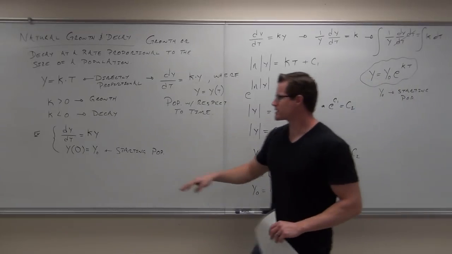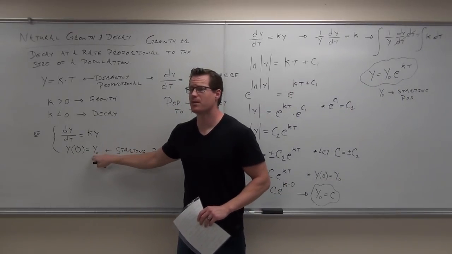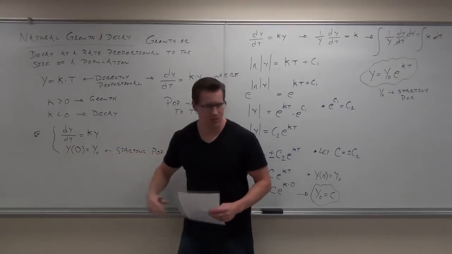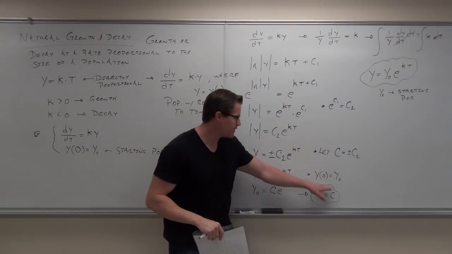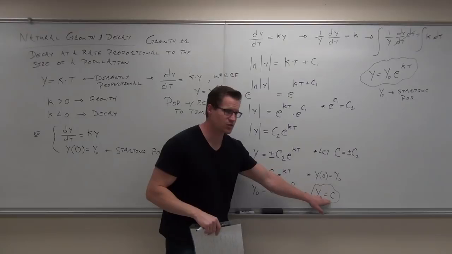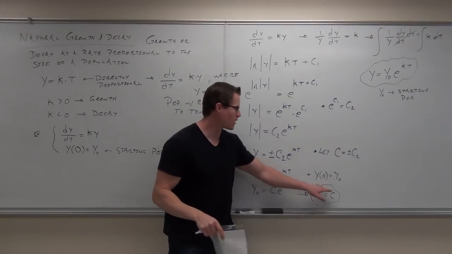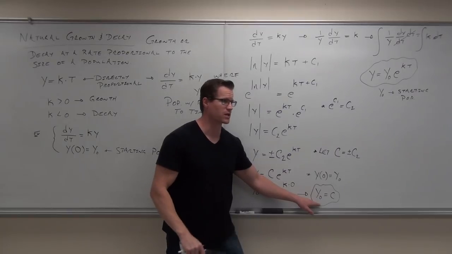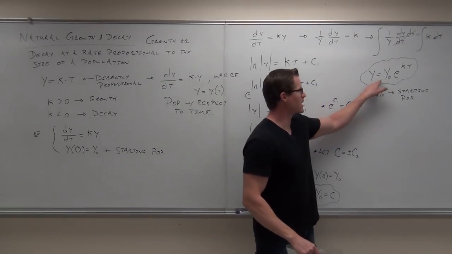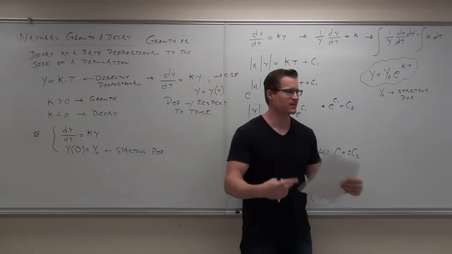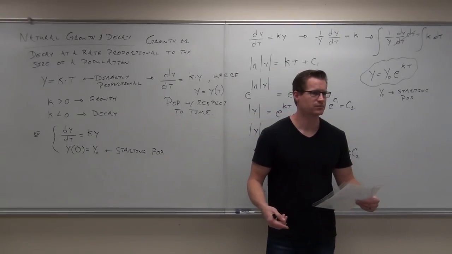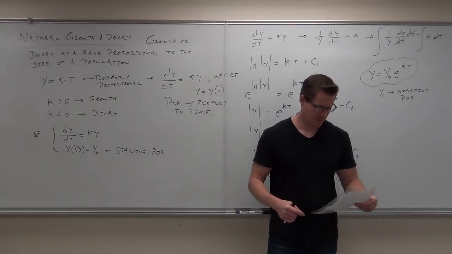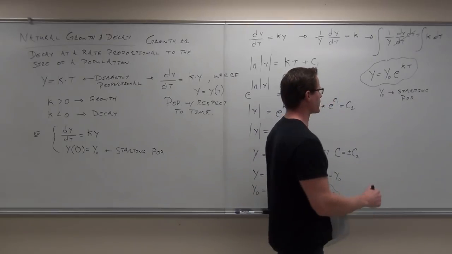We said, now, let's consider that at time 0 we have a starting population. If we use time 0 equals a starting population, then C actually equals that starting population. This is all I'm trying to say, that our arbitrary constant is actually equal to the starting population. What that means is that this is basically a solution for growth or decay, where y sub 0 is a starting population. Talk about a couple other things.